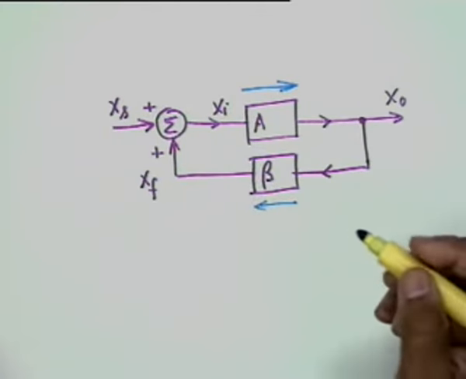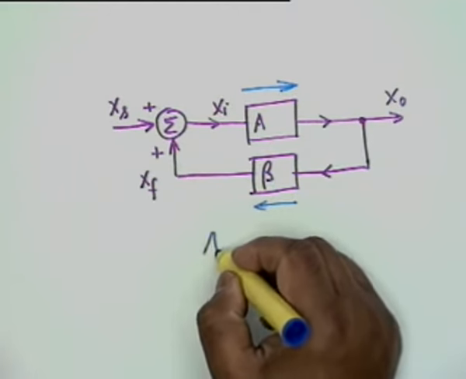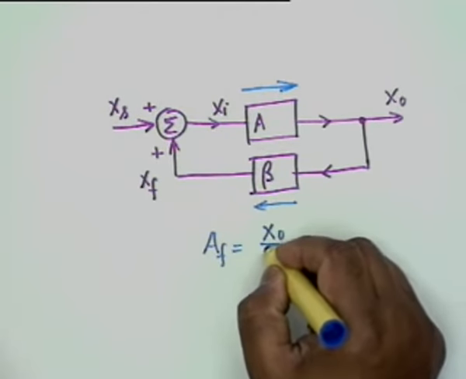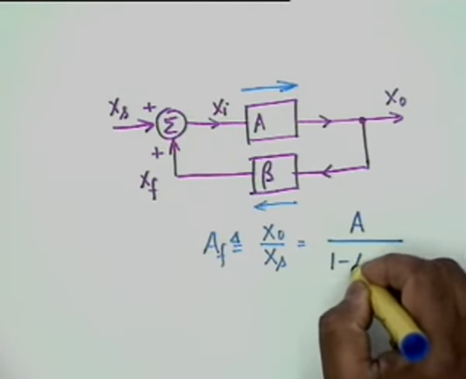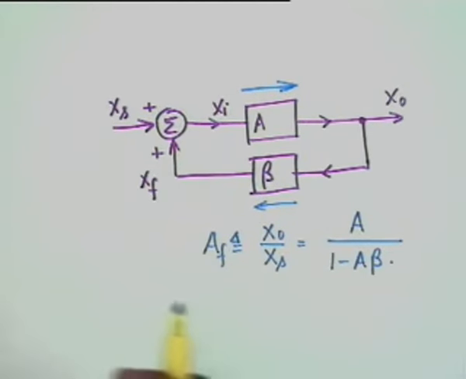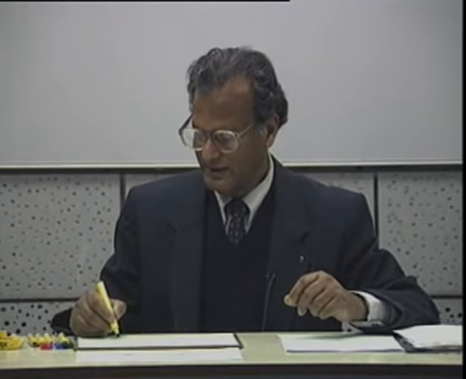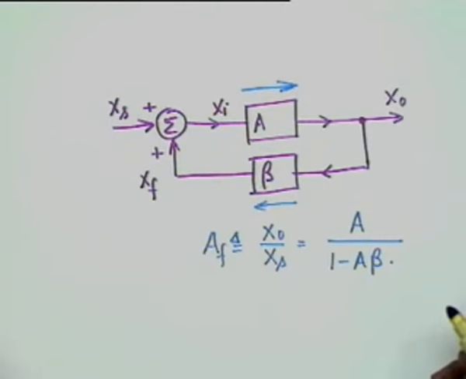Under these assumptions, we derived the relationship that AF, the feedback gain, which is X0 by XS, is given by the gain without feedback A divided by 1 minus A beta. And the nature of feedback, whether it is positive or negative, is determined by the sign of A beta. Now, A beta can also be complex, and that is when complications arise. If A beta is complex, it is frequency dependent, and at some frequency the feedback may be negative, at other frequencies feedback may be positive.